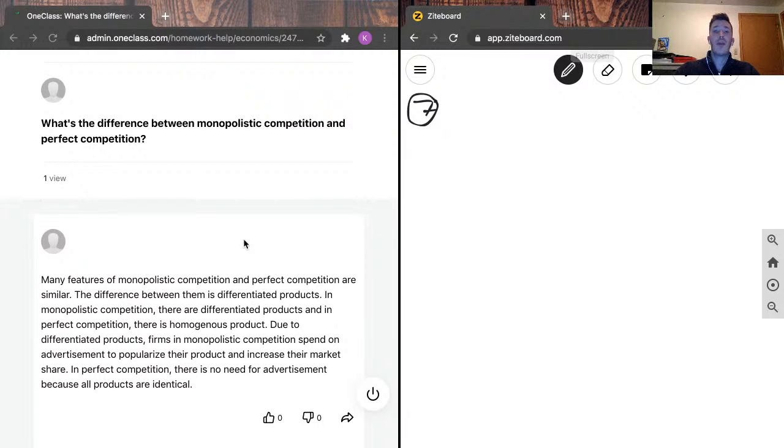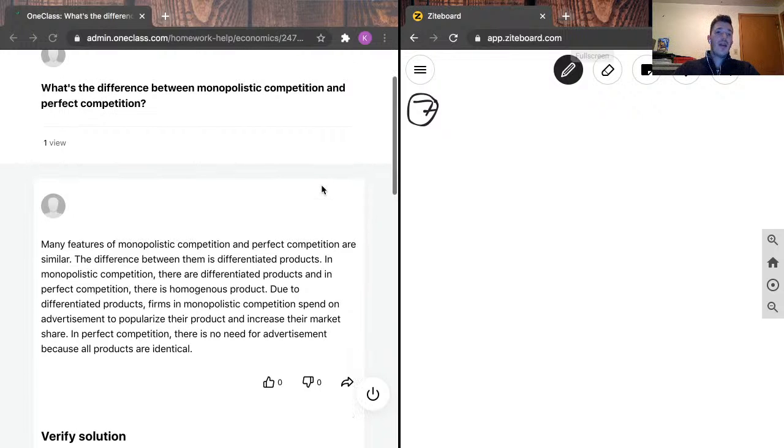What's the difference between monopolistic competition and perfect competition? Janine the tutor said, many features of monopolistic competition and perfect competition are similar, and the difference between them is differentiated products. This is correct. The most important thing is that their products are differentiated. In monopolistic competition, there are differentiated products, and in perfect competition, there is a homogeneous product. Due to differentiated products, firms in monopolistic competition spend on advertisement to popularize their product and increase their market share. In perfect competition, there is no need for advertisement because all products are identical.